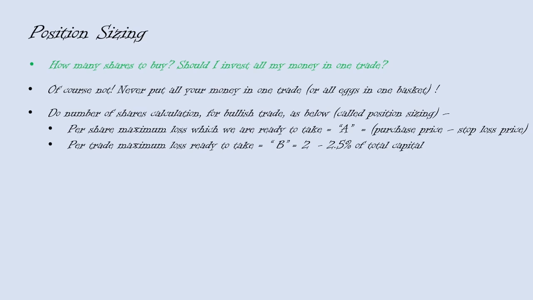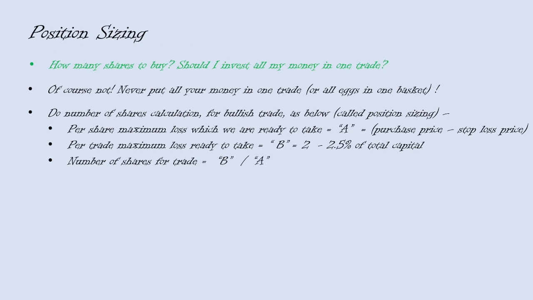And the per trade maximum loss we are ready to take can be called B, let us say. Usually what traders do is they have a total capital for trading, okay? Let's say they have a budget for a year. Just to give an example, 1 lakh rupees is my budget for 1 year for purchasing shares in equity and making profit out of that. For every trade, they will allocate only 2 to 2.5% of the total capital, okay?